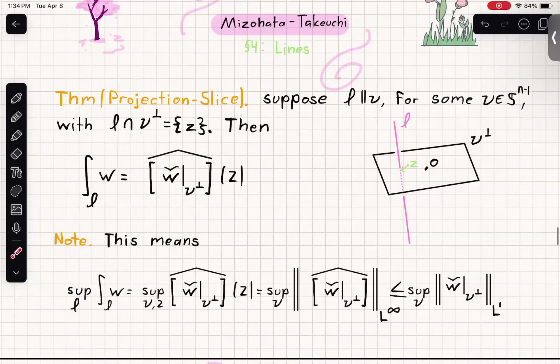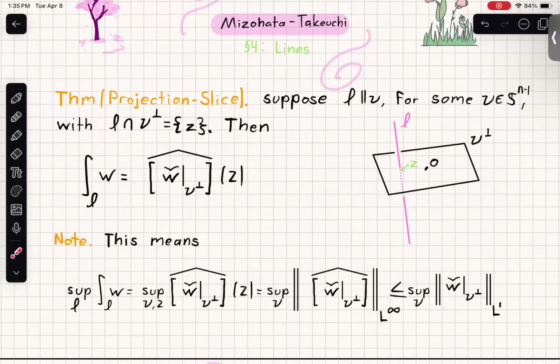Okay, so to summarize, we use the projection slice theorem, and what we're asking is how much mass from W is going to concentrate on a single plane. If we take some plane that passes through the origin, we're looking for how much mass concentrates on that plane. And by the projection slice theorem, this should be equivalent to saying something about lines.